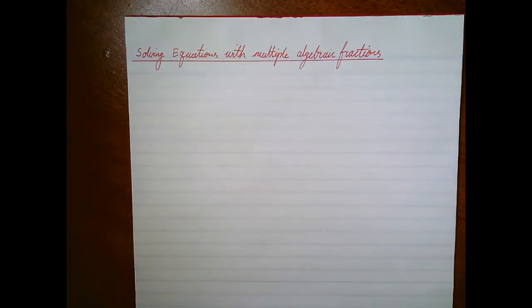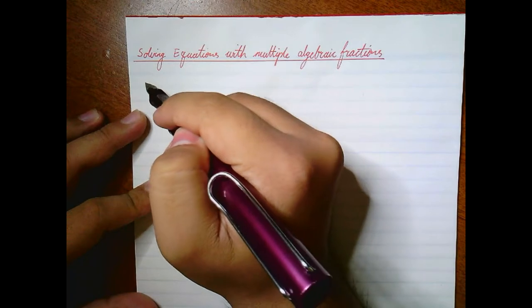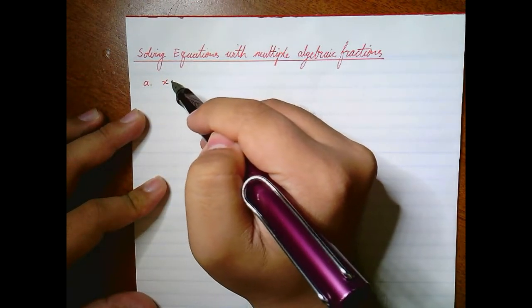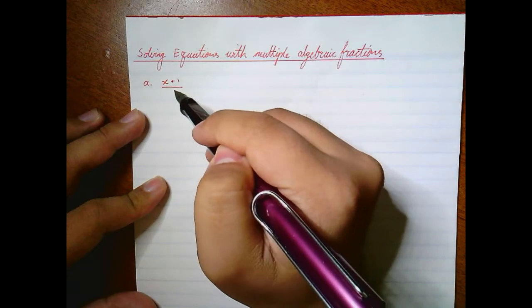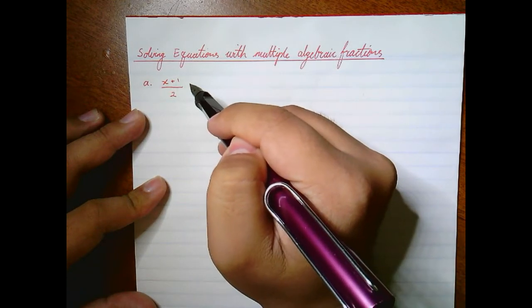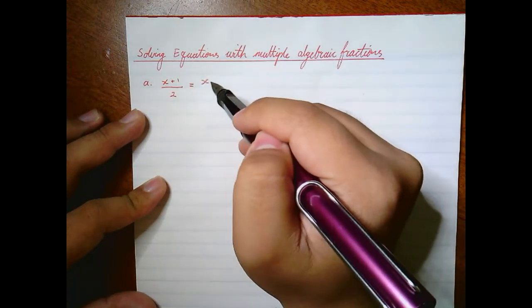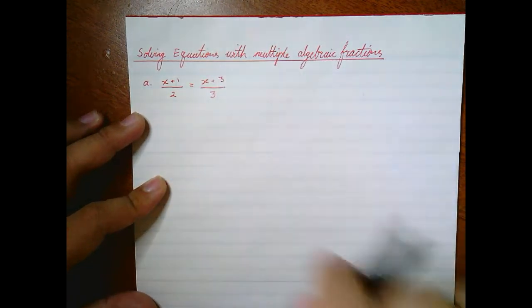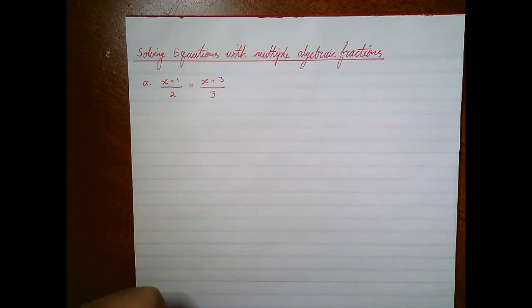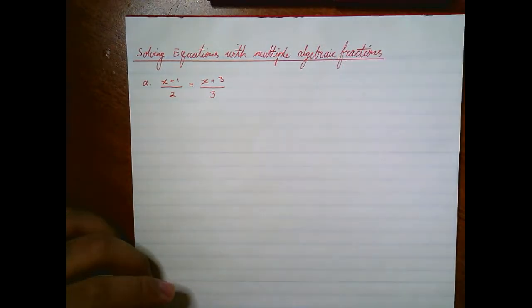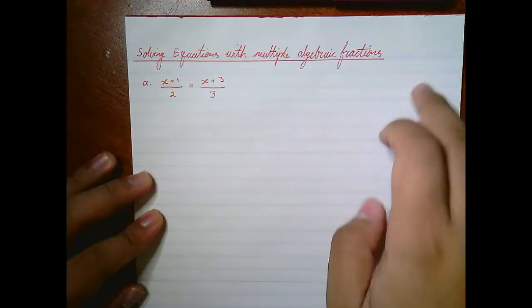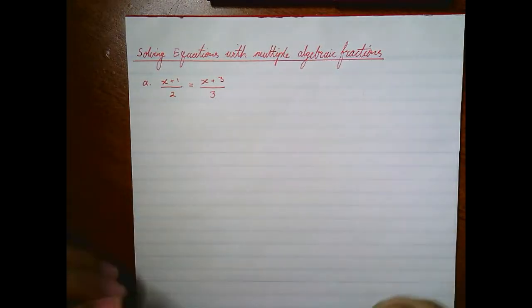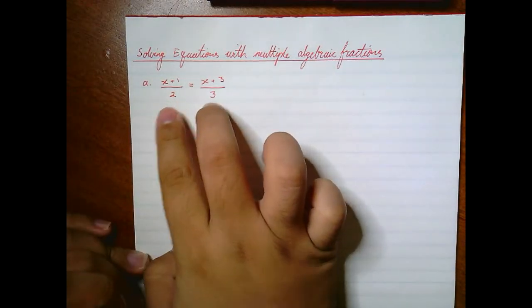Okay, so we'll go straight into it now. We'll take this example here. We have the algebraic fraction (x + 1)/2 = (x + 3)/3. Now the main idea with pretty much any fraction, let alone algebraic fractions, is that we want to solve this by getting the same common denominator.